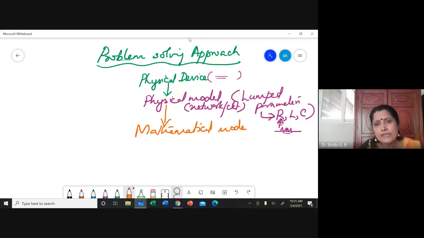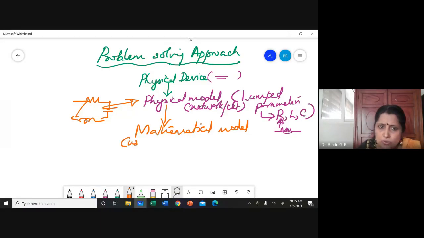How do you convert the physical model into a mathematical model? Now you have the capacitance, inductance, etc., or network. This is the physical model. How do you convert that physical model into a mathematical model? For that, you use the basic laws. In our electrical engineering, the basic laws are Ohm's law and Kirchhoff's law.